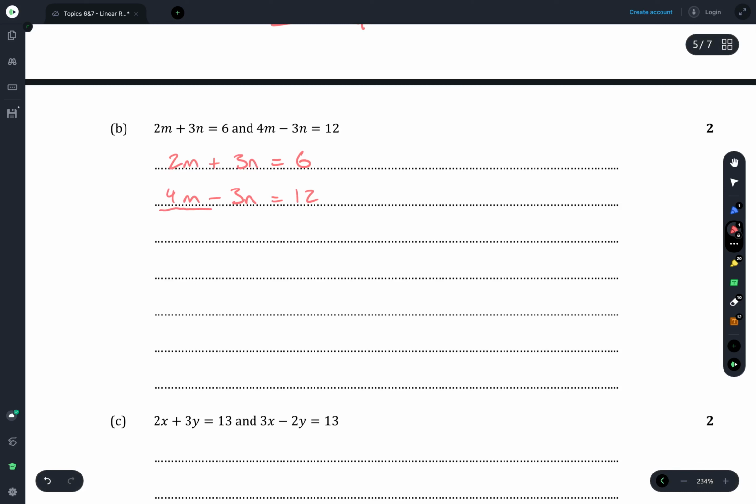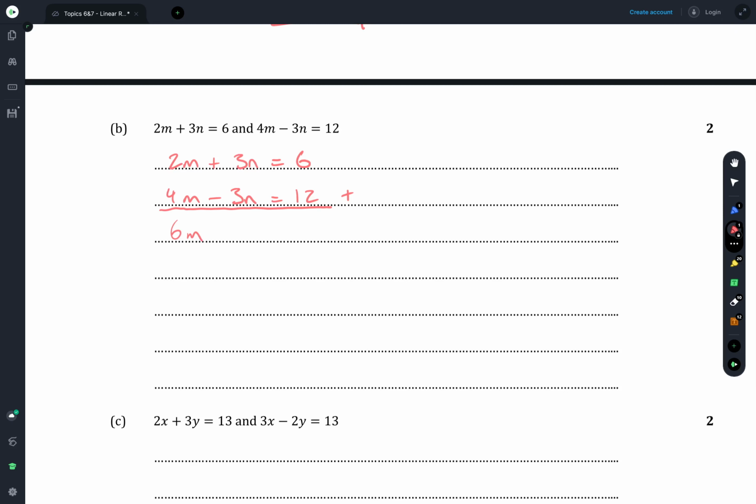Now looking at these two, we can see that both the n's have a 3 in front of it. So that means we can eliminate the n. All we need to do now is decide whether we need to plus or minus. As you might remember, if the signs are different, we're going to add these two equations together. So if we're going to do 2m plus 4m, that equals 6m.